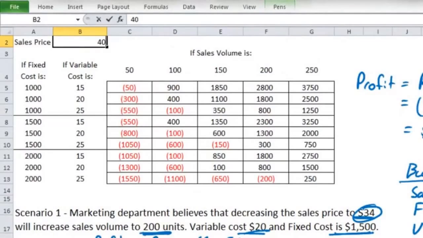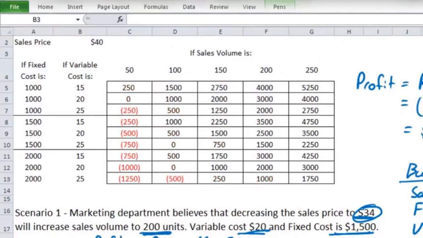Okay, so my sales price is back to the original budget at 40. And we think that under this scenario, we are going to sell 200 units. So we are going to be in this 200 unit column. And my variable cost is still 20, but my fixed cost is going to go up by 500. So it was 1500, now it's going to be 2000. So let's go to this column right here where my fixed cost is 2000 and my variable cost is still 20. And if you look at the matrix, you'll see under this scenario, my profit would be 2000.